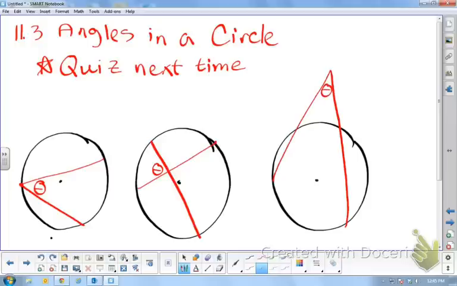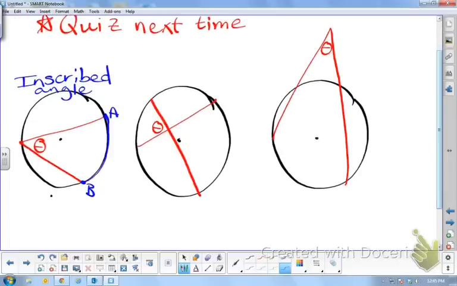Well, there's a relation between the angle there and the arc that goes with those lines. So in our first case, the arc on the circle would be this that I'm highlighting in blue. Let's call it arc AB. So this situation is called an inscribed angle. And there's a relationship between arc AB and angle theta.